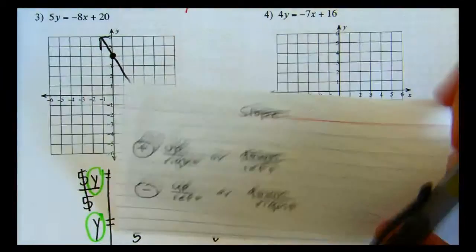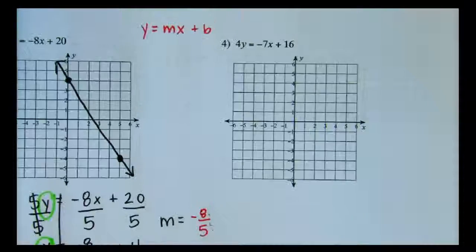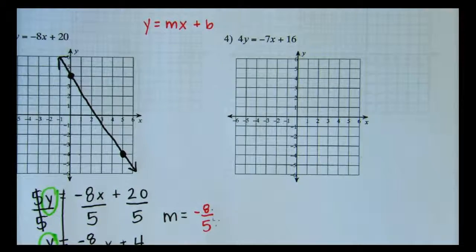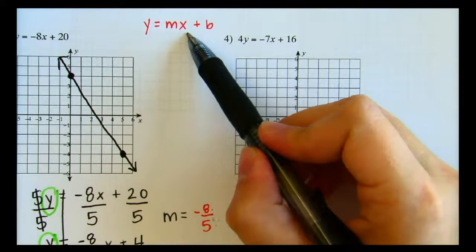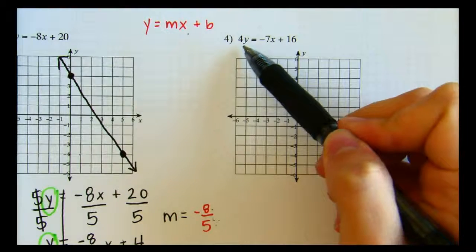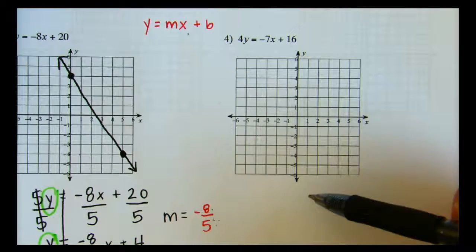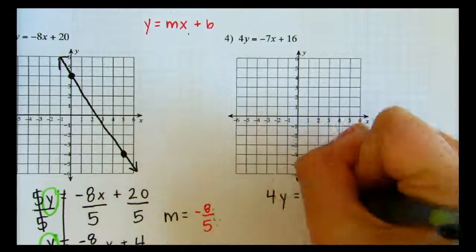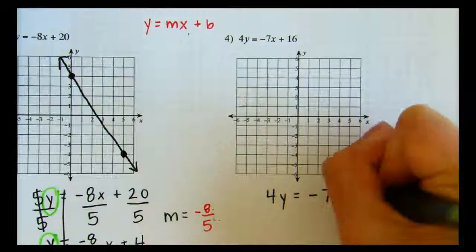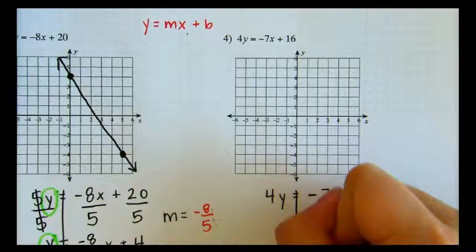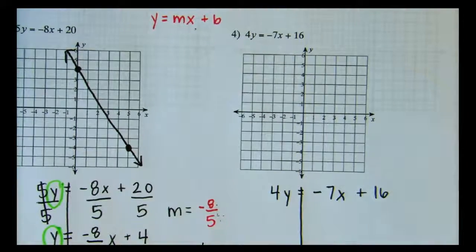Okay, go ahead looking at this equation. So you've got 4y is equal to -7x plus 16. Is this equation in y equals mx plus b form? No, I've got this 4 in front of my y, so I'm going to copy this equation down here for more space. I have 4y is equal to -7x plus 16. And I'm going to start by drawing the wall and circling the y.